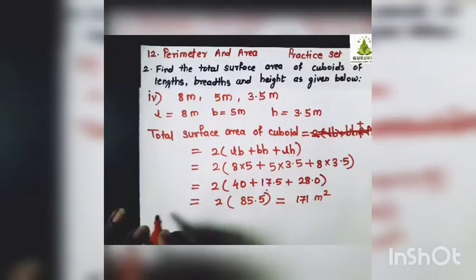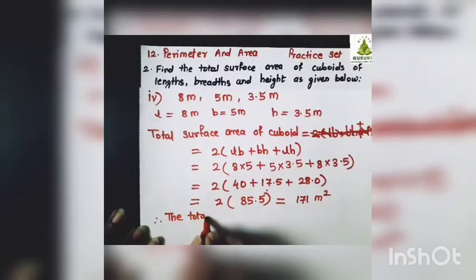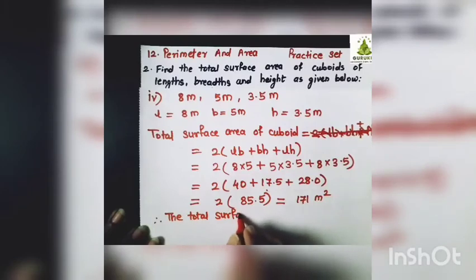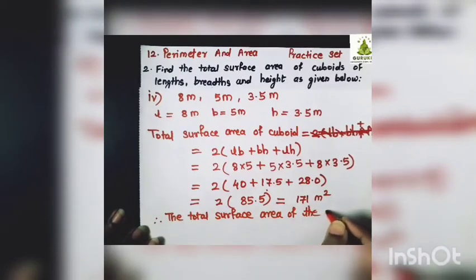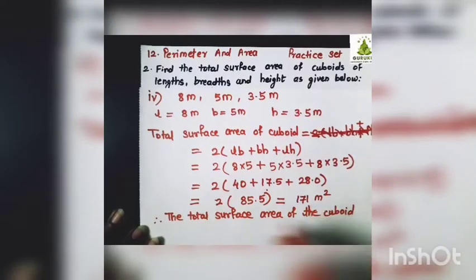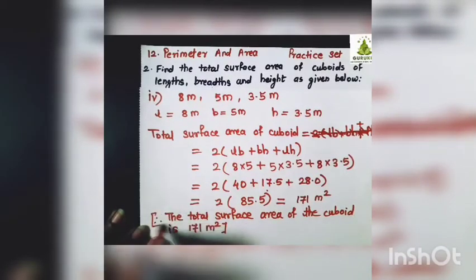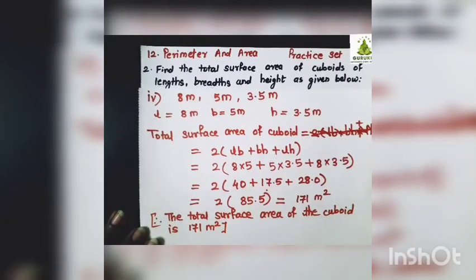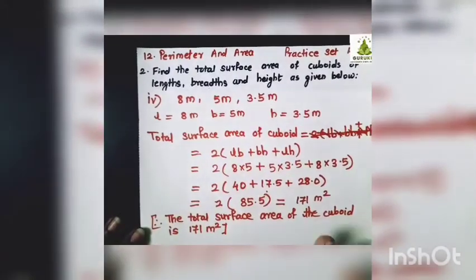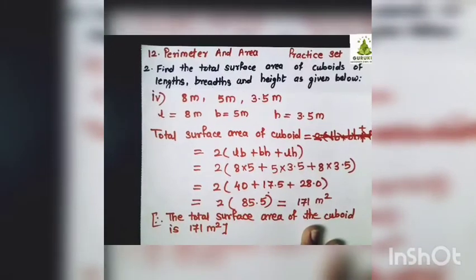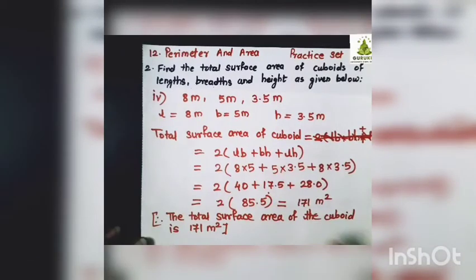So final answer we will write, therefore the total surface area of the cuboid is 171 meter square, right? So this is the answer. So here 4 sums were given for this second question. We have solved all 4 sums. Okay, now third and fourth question is pending from this practice set, that we will continue in the next video.